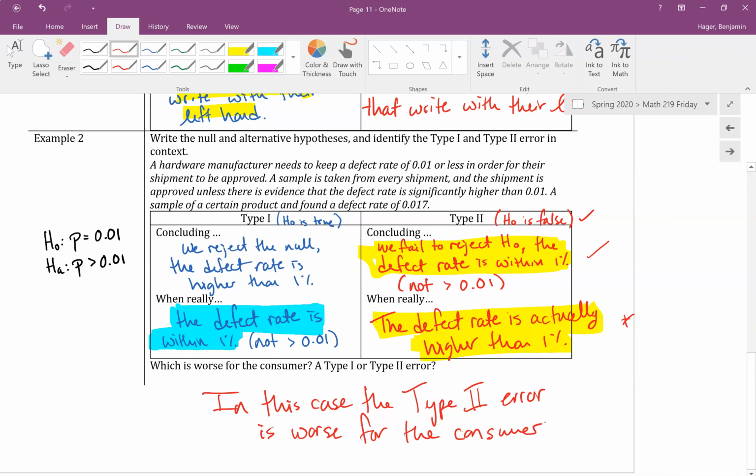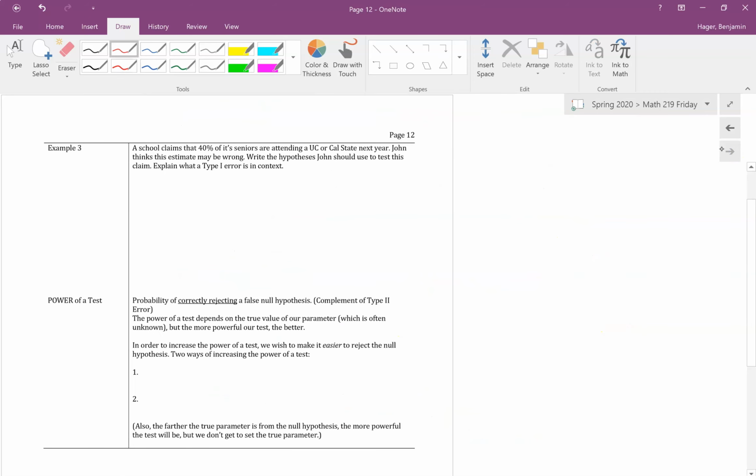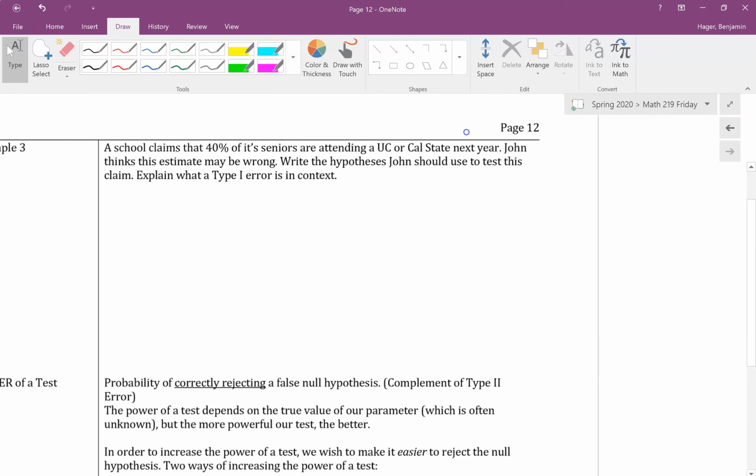All right, the next page has one more of these, and then they talk about the idea of power of a test, and then we're done with this one. So let's take a look at that. Okay, here's the last scenario.